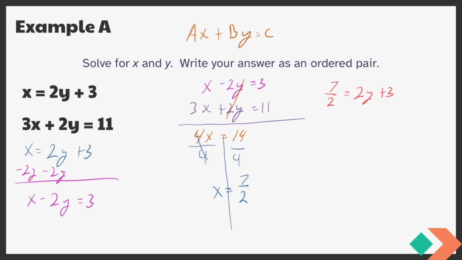So now I've got a two-step equation. I know how to solve those. So I'm going to draw my wall. I'm going to subtract 3 on both sides. These are going to cancel, leaving me with 2y equal to 7 halves minus 3, which is 1 half. So I've got 2y is equal to 1 half.